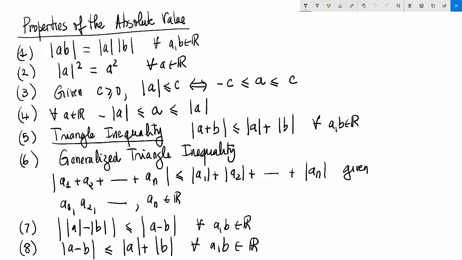And the triangular inequality, which is probably the most important property listed here, tells us that the absolute value of a plus b is less or equal to the absolute value of a plus the absolute value of b. And I'm going to ask you to pay extra attention to the triangular inequality because it is ubiquitous, and as you'll see, it will keep reoccurring over and over. And then there's a generalized triangular inequality, which is an extension of the triangular inequality, which says that the absolute value of a sum of n elements is less than or equal to the sum of their absolute values. Next, the absolute value of a difference of the type absolute value of a minus absolute value of b is less than or equal to the absolute value of the difference. And finally, the absolute value of a difference is less or equal to the sum of the absolute values.